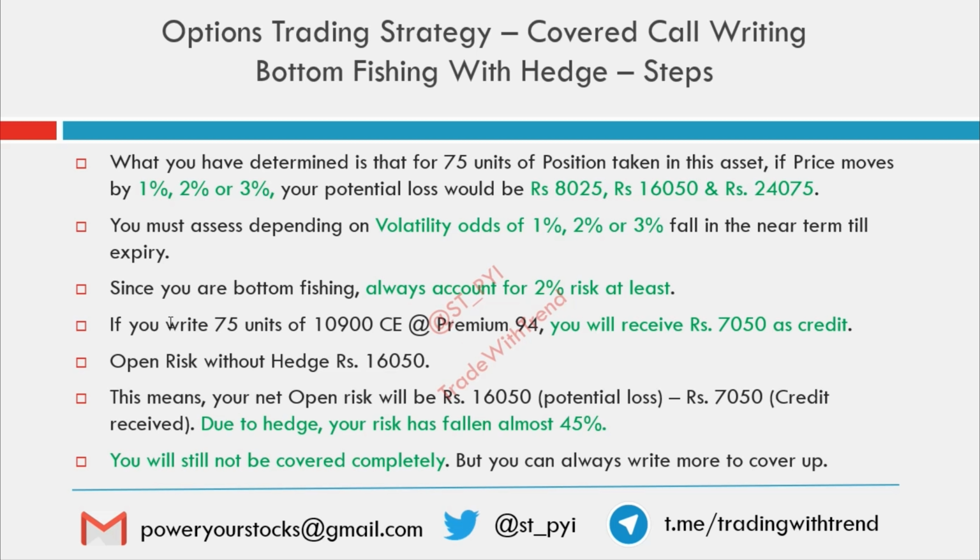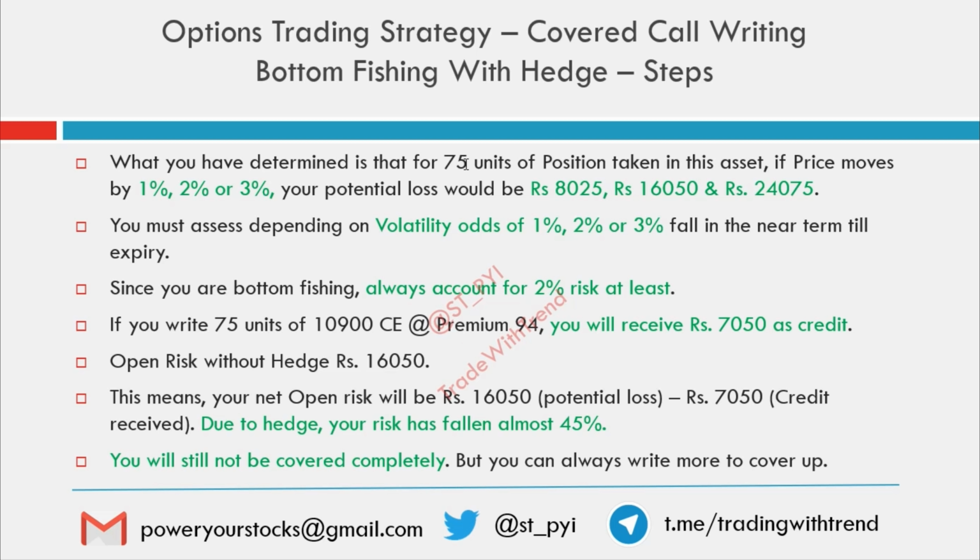So what I'll do is, we saw in the previous slide that a 10,900 call option that we are about to write, the premium value for the same is 94. So if I write 75 units of 10,900 CE, that is call option. And why 75?